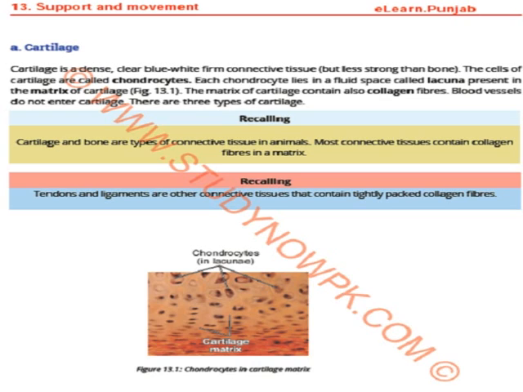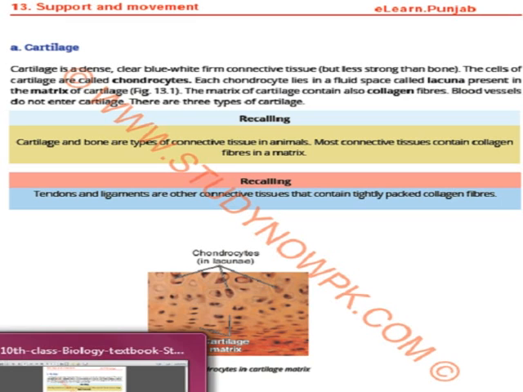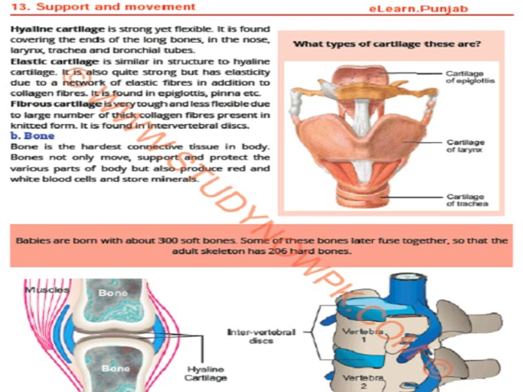So again, they are talking about tendons and ligaments, which we'll be discussing later. They are again made up of connective tissues, and they have tightly packed collagen fibers. Hyaline cartilage is strong and flexible. So this one is the hyaline cartilage, and this is the fibrous cartilage. It is found in the covering of the long bones, in the nose, larynx, trachea, and bronchial tubes. But see, the hyaline cartilage is flexible.